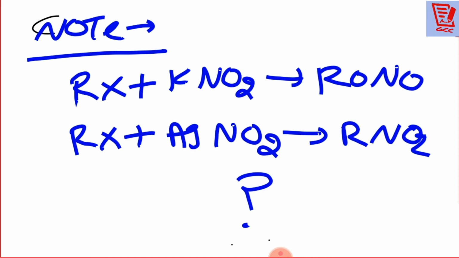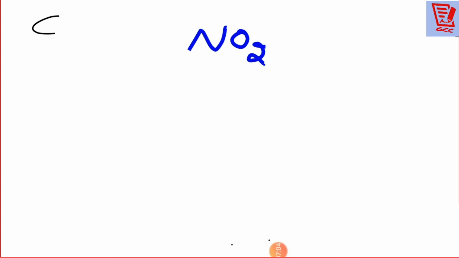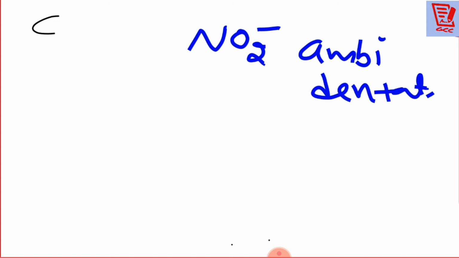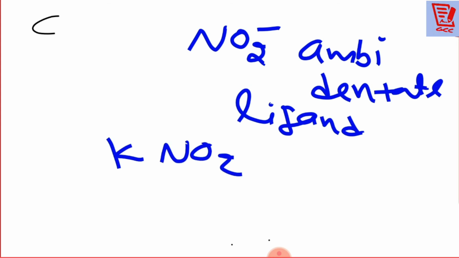Please all of you listen very carefully. Clear? What is going to happen over there? But just remember one thing again, that NO2 negative is also an ambidentate ligand. What is it? Yes, it is known as an ambidentate ligand. So it can attack from the nitrogen also and from the oxygen also. Whenever we are talking about KNO2, KNO2 is an ionic compound, K positive NO2 negative. Clear? It is an ionic compound. Then what is going to happen over there?